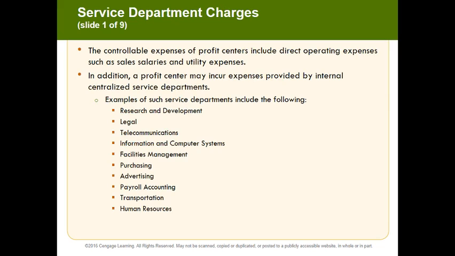So, this control element really comes into play now. The controllable expenses of those profit centers would include direct operating expenses. Remember, those are the things we can actually trace directly to something. This would be sales, salaries, even utility expenses. Also, they may have other expenses from internal centralized service departments, such as research and development, legal, telecommunications, information and computer systems, facilities management, purchasing, advertising, payroll accounting, transportation, or human resources.